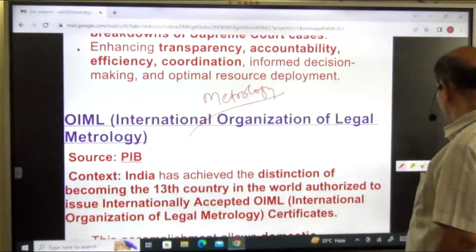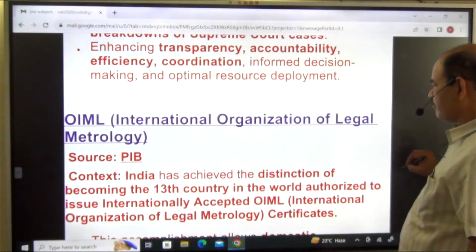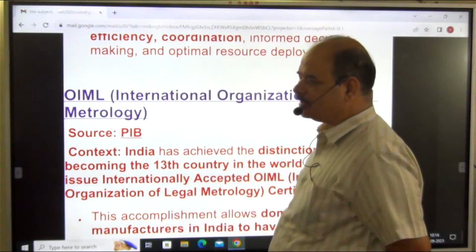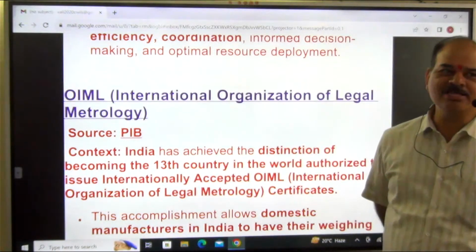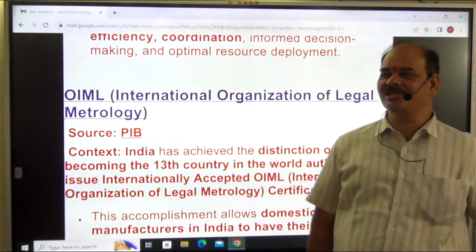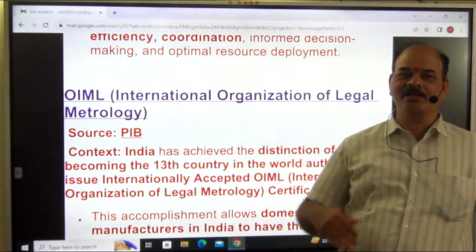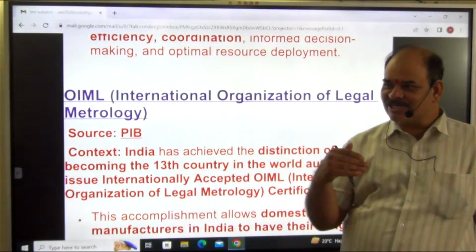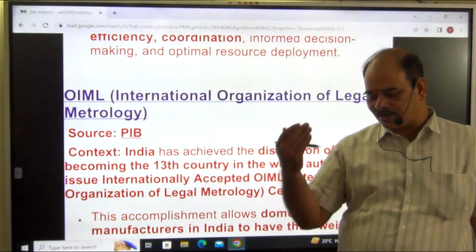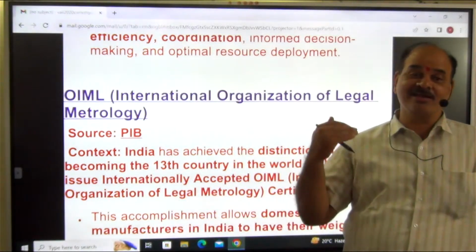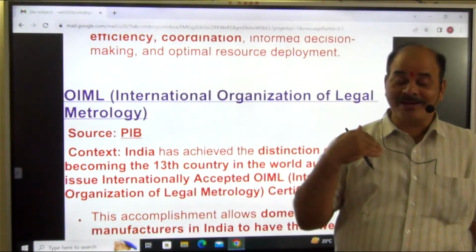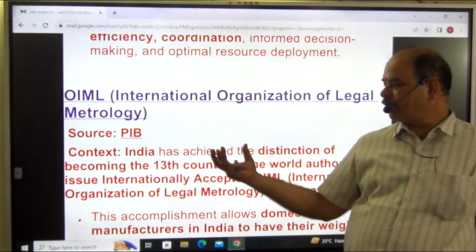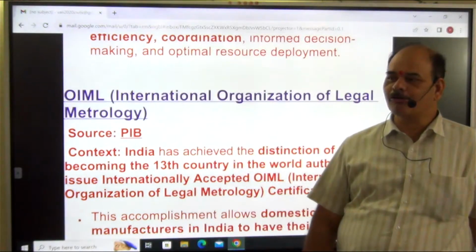So now India has become its member, and India is now authorized to give the certification with regards to weights and measures. It will facilitate Indian exporters, or foreign companies residing in India, to export their commodities by getting the appropriate certificate from the Indian Metrological Department.